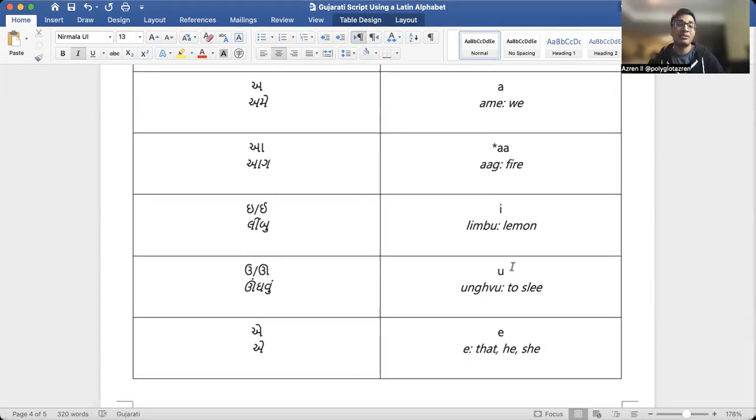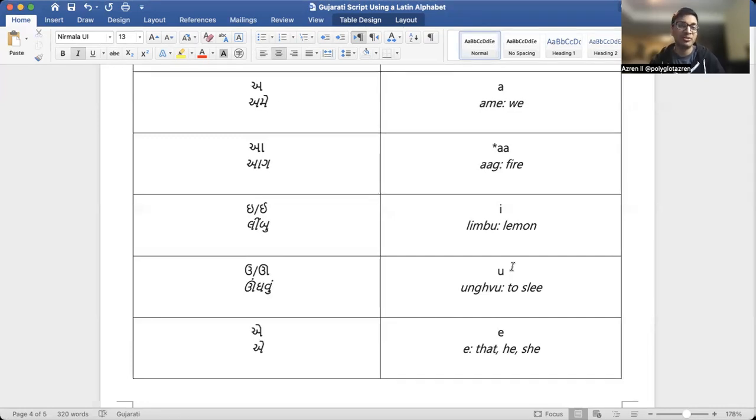Next letter is E. Now, in the Gujarati script, we have a long E and a short E. They're pronounced the same way. There's no difference in how they're pronounced, even though there are two separate letters. This is written with a small lowercase i. For example, the word limbu. Limbu means lemon.